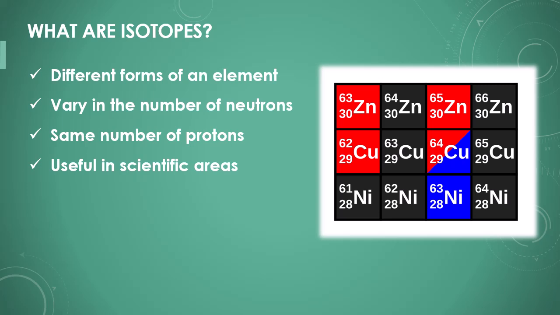Isotopes are different forms of an element that differ in the number of neutrons in the atomic nucleus. However, they always have the same number of protons and therefore the same chemical properties. The mass of the isotopes varies because they have a different number of neutrons. These differences make isotopes useful in many areas of science.